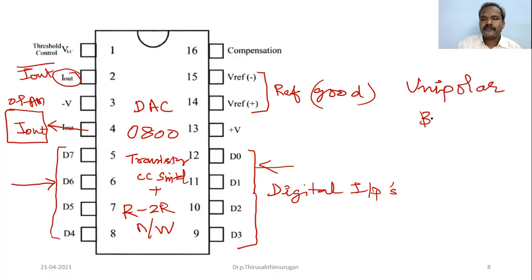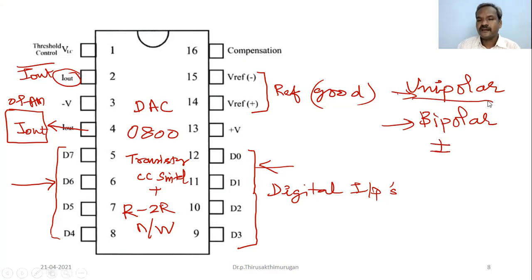Actually, we can operate this DAC in two modes: unipolar mode and bipolar mode. We can operate this DAC 0800 for unipolar single output, only single output, or plus or minus bipolar. So single-ended output and double-ended output. Bipolar is plus or minus; this is only single-ended. Today we are going to see only single-ended unipolar conversion DAC, right? Understand or not?